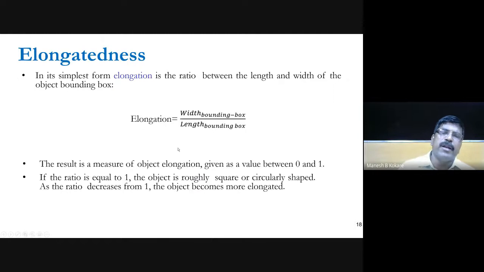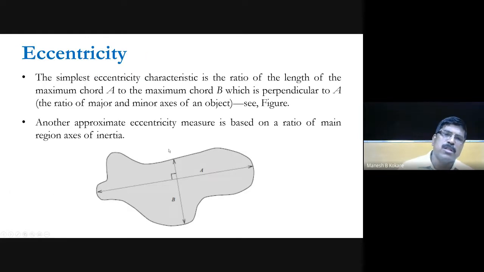Then elongatedness is the next feature which can be used. In its simplest form, elongatedness is the ratio of the length and width of the object bounding box. For example, this is the shape, and then you fit it in a bounding box like that. Suppose this is the bounding box, and then what is the maximum length and width of that one?